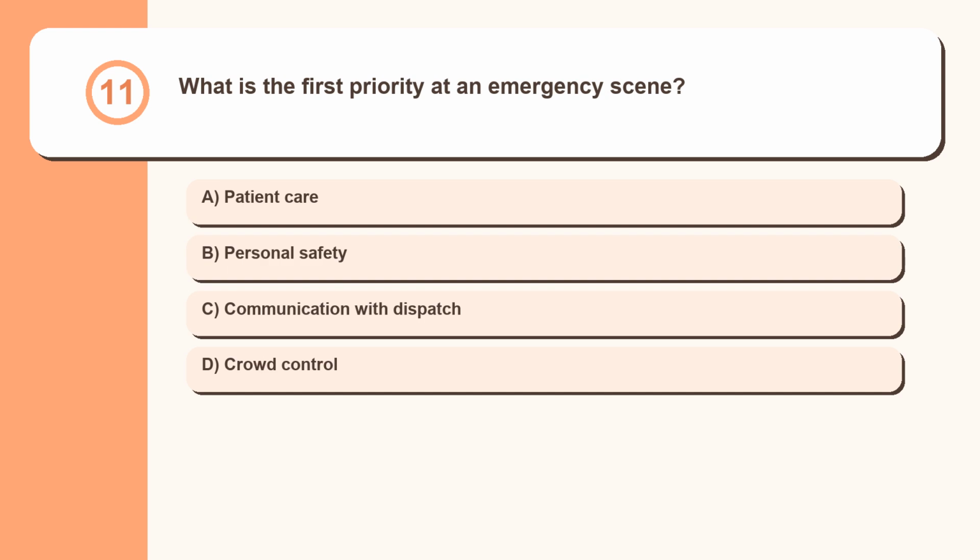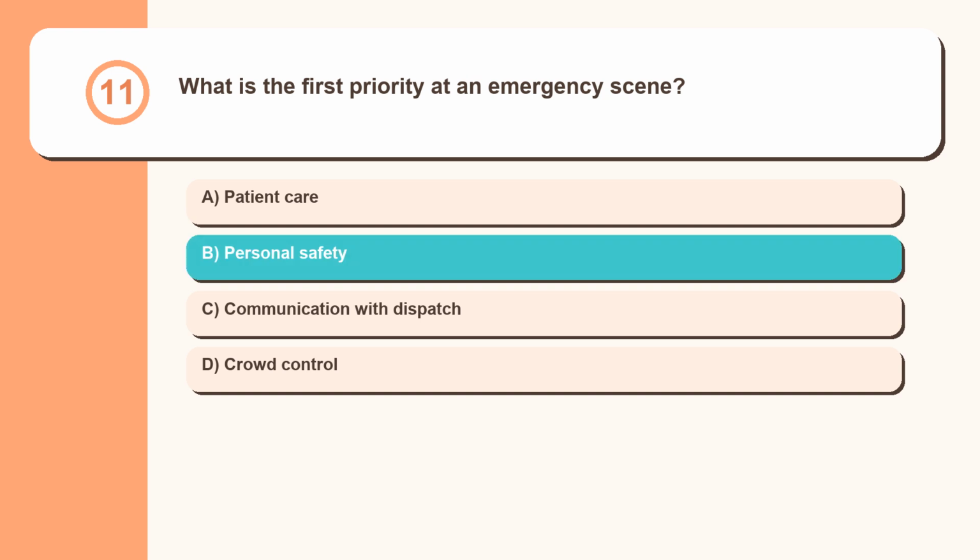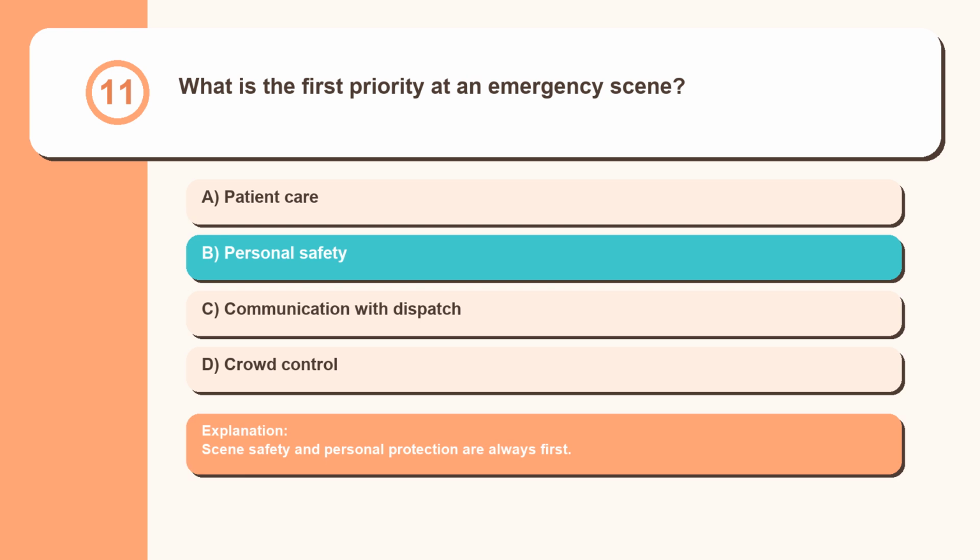Question 11. What is the first priority at an emergency scene? Patient care, personal safety, communication with dispatch, crowd control. Scene safety and personal protection are always first.